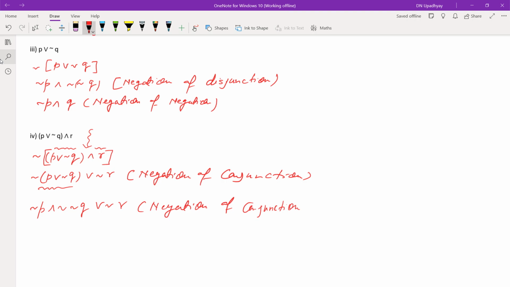And now see here negation of negation. So we will write in the last term, or in the next term, negation P and only Q. See, negation of negation. So only Q or negation R. So this is negation of negation. Negation of negation.